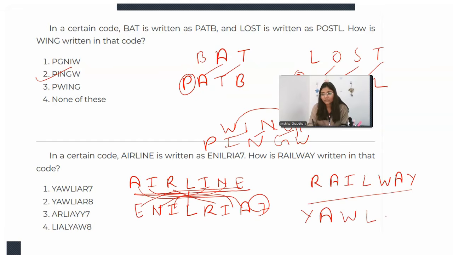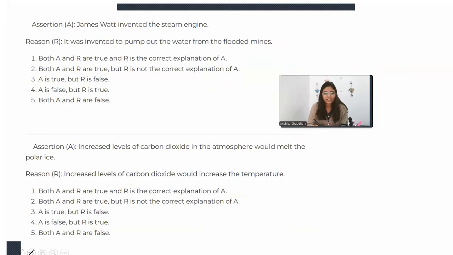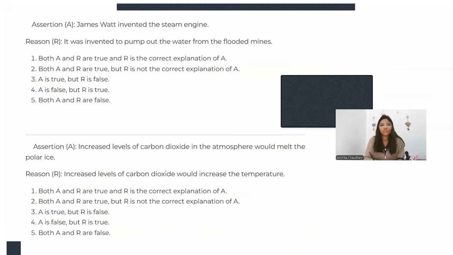Y, A, W, L, I, A, R. And how many letters are there? 4 and 3, 7. So it would become YAWLIAR7, right? So option number 1 will be the correct answer. I hope it is clear to you. So the rule is very simple, cross. See, there are certain rules, or we can say certain tricks, for these coding-decoding questions. If you practice these types of questions again and again, you will easily find out the pattern here, right? Let's move on to the next question.